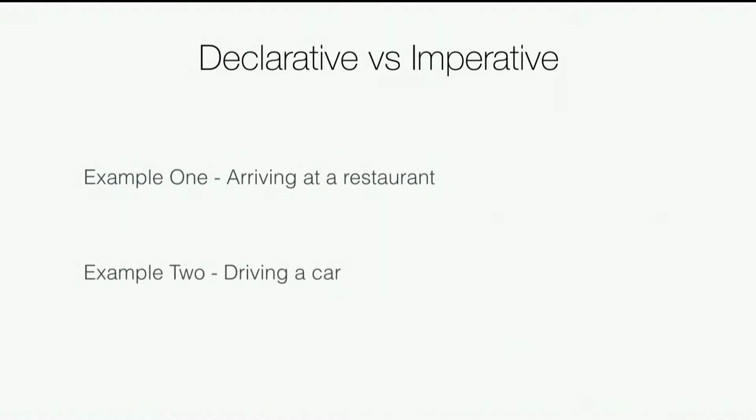Example number 2, driving a car. Does anyone in here know how to drive a manual transmission? Oh, more than last time. There were only 2 people in the last one that knew how to do that. But yeah, I learned to drive on a manual, and that was exciting. So another good example of declarative versus imperative would be driving a manual transmission versus an automatic transmission.